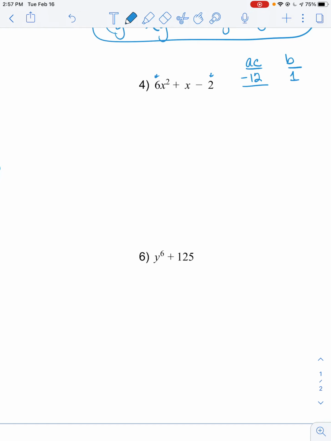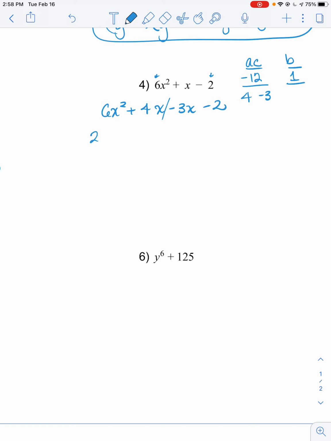So I need two things that multiply to be negative 12, but add to be 1. I can already see those are 4 and negative 3. So those aren't my factors. That's how I rewrite or unfoil this, make it a four-term polynomial that I can then use grouping on.